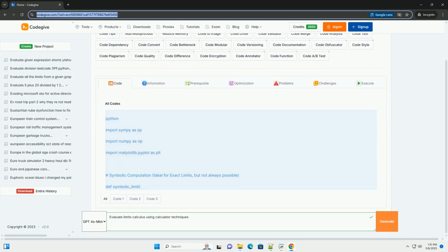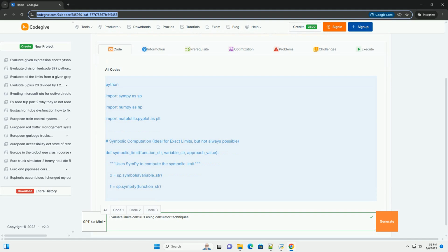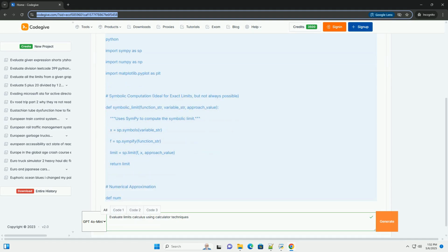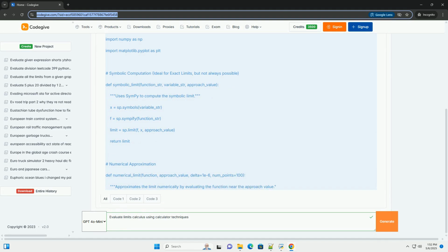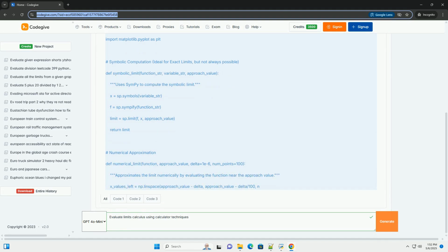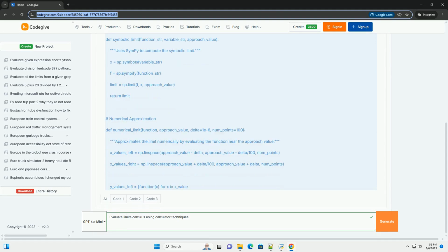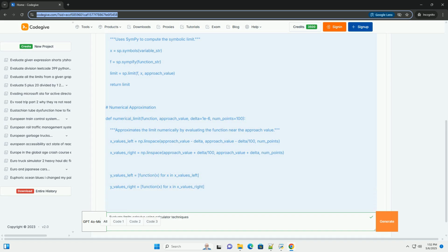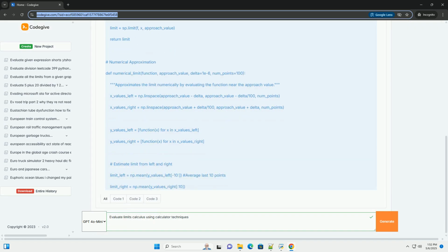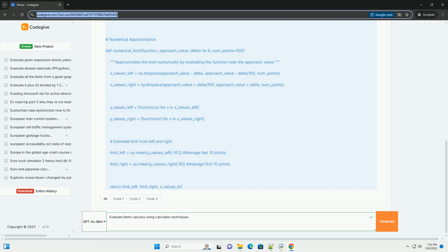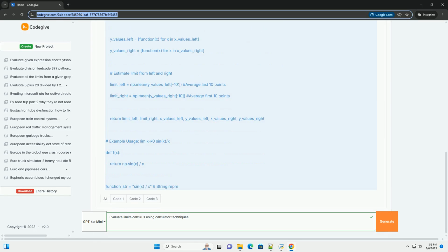OK, let's dive into evaluating limits in calculus using calculator techniques, focusing on numerical approximation and error analysis. I'll provide a comprehensive guide, including methods applicable to various calculators, TI-84, Casio FX series, NumWorks, etc., and Python code examples for more advanced scenarios. Understanding limits, a conceptual foundation.